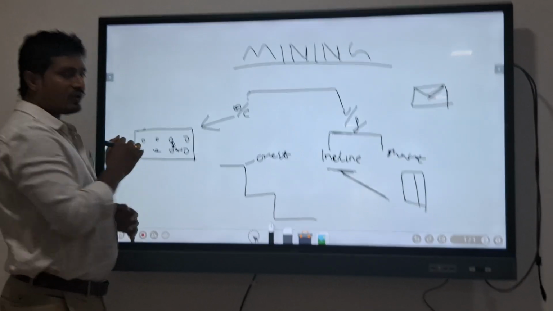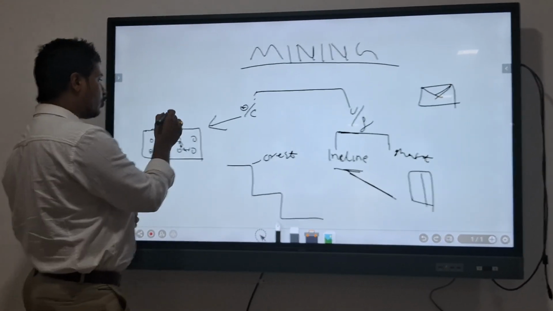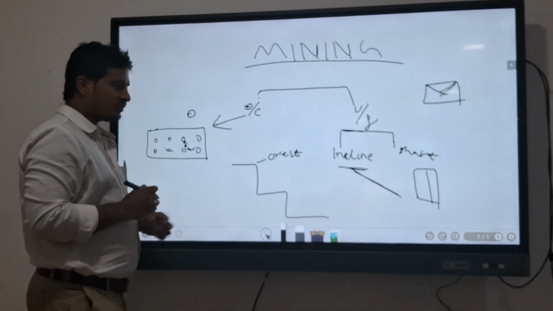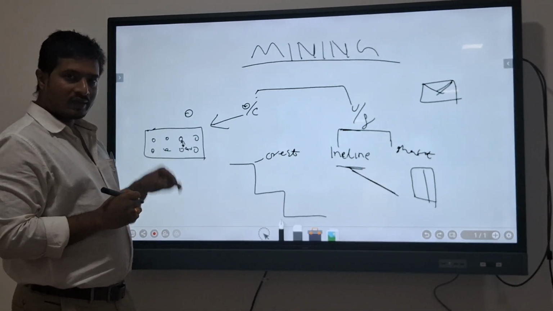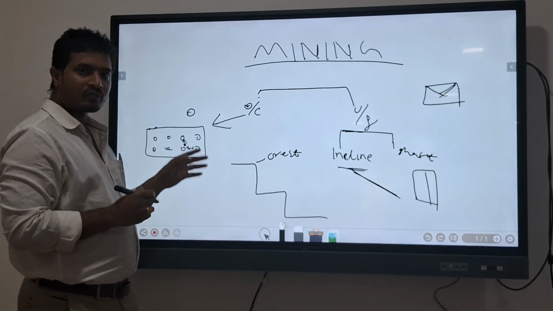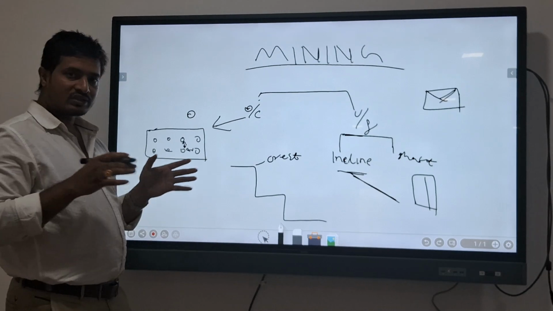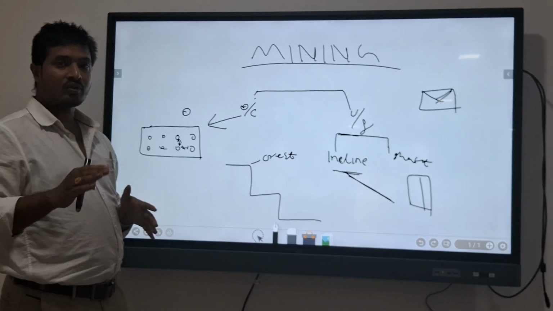When we are blasting, we first cut a hole. This is called the drilling process. After drilling, we prepare for blasting.